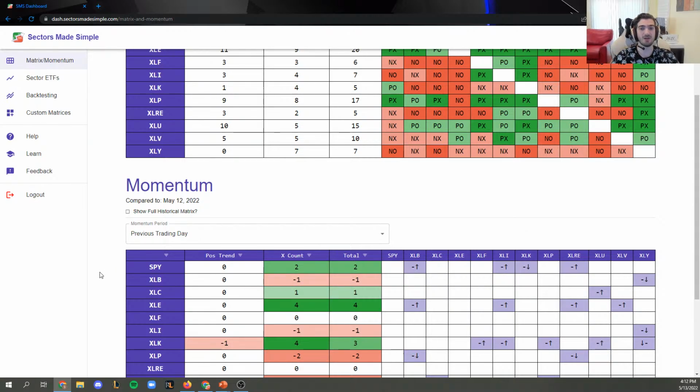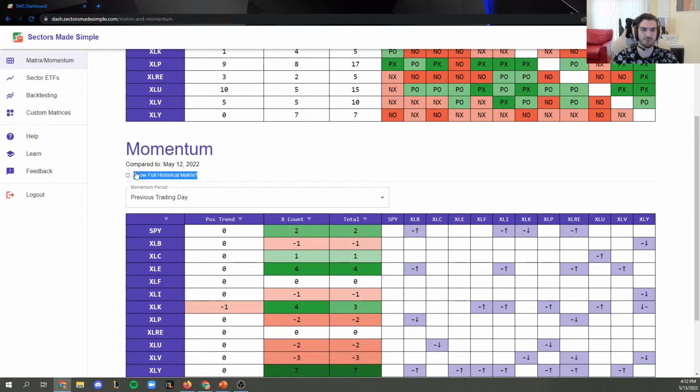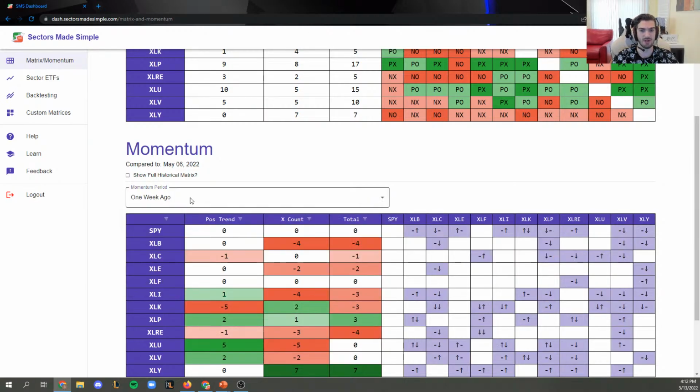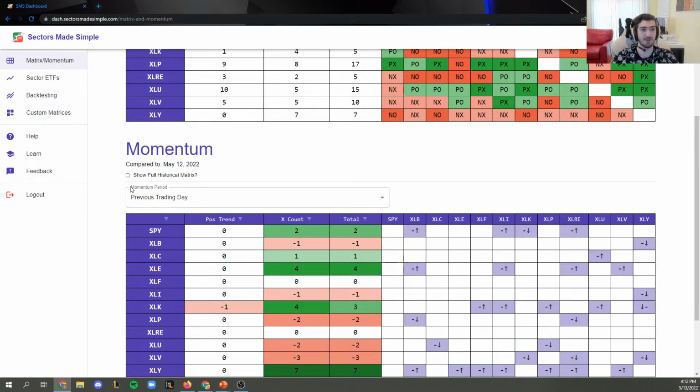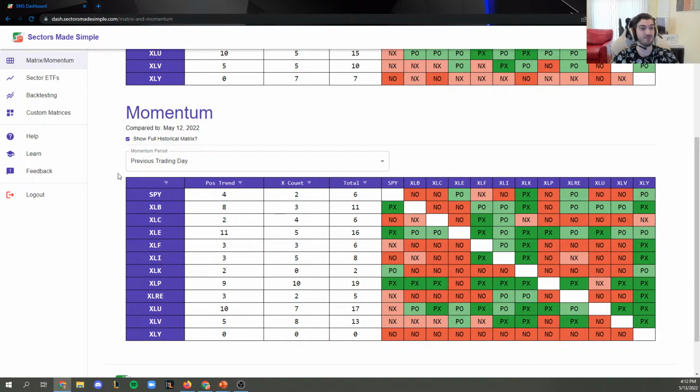What that's doing is, if we click here on Show Full Historical Matrix, you can see what the matrix was previously. 1 day ago, 1 week ago, and I'll get to that in a minute. But if I click Show Full Historical Matrix, aha! Now we have another matrix. We've got all of our crazy cool colored boxes back. But more importantly, we have the counts, the actual strength from that day.